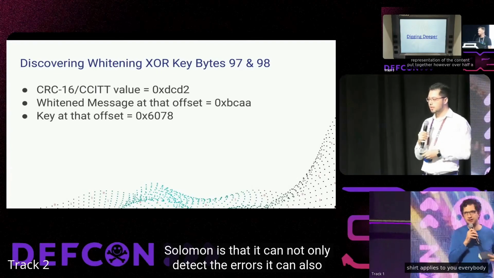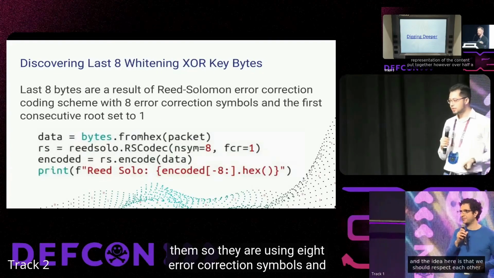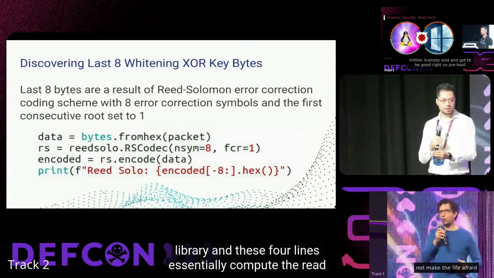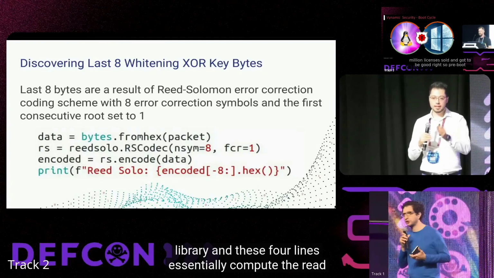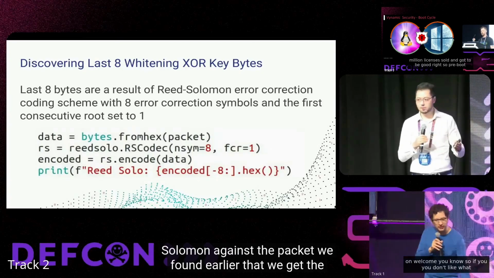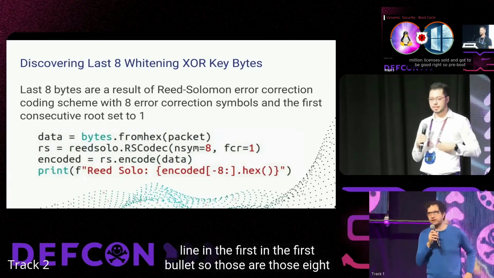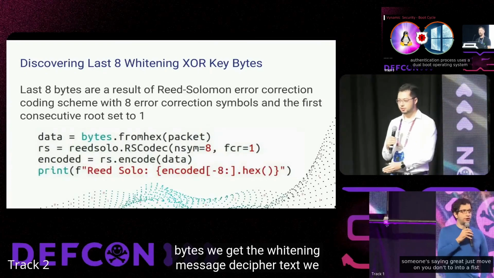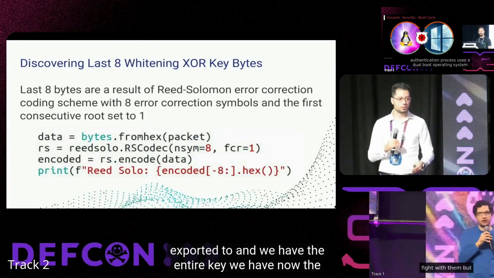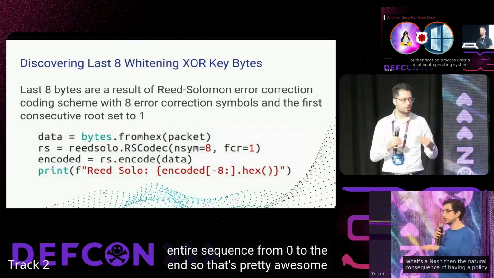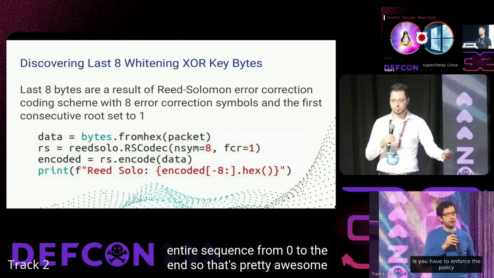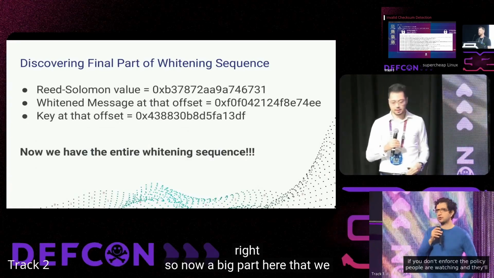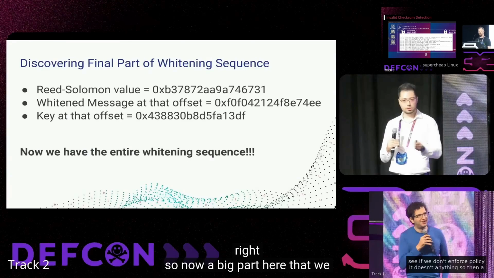Okay, pretty great. So then the last 8 bytes are a result of Reed-Solomon error-correcting scheme. So goTenna is using both CRC and Reed-Solomon for error detection and correction. A very powerful part about Reed-Solomon is that it can not only detect the errors, it can also correct them. So they are using 8 error correction symbols and first consecutive root set to 1. So we're using Reed-Solomon library and these 4 lines to essentially compute the Reed-Solomon against the packet we found earlier. Once we do that, we get the line in the first bullet. So those are those 8 bytes.